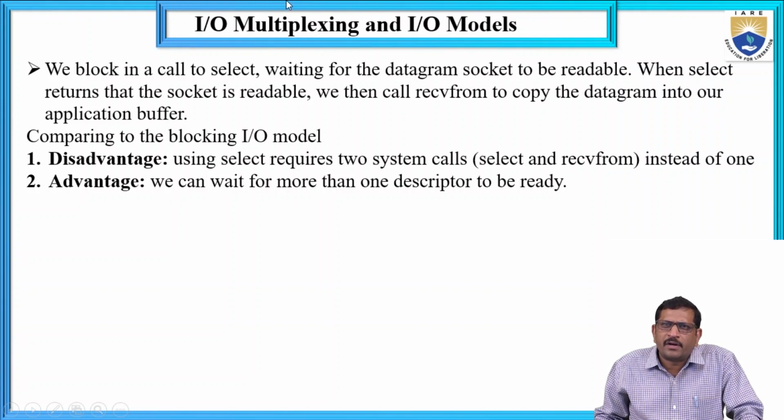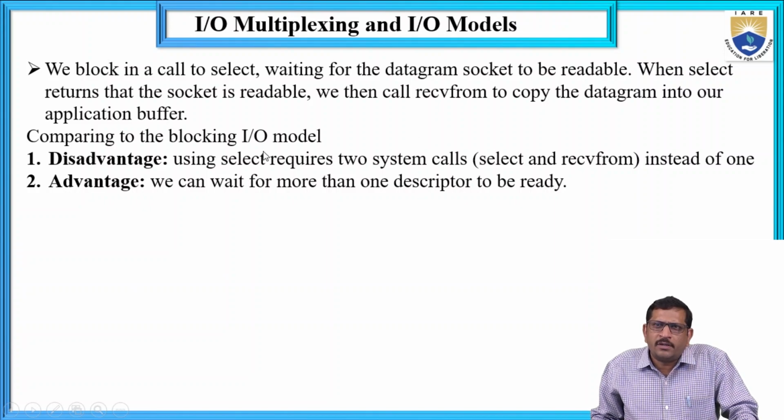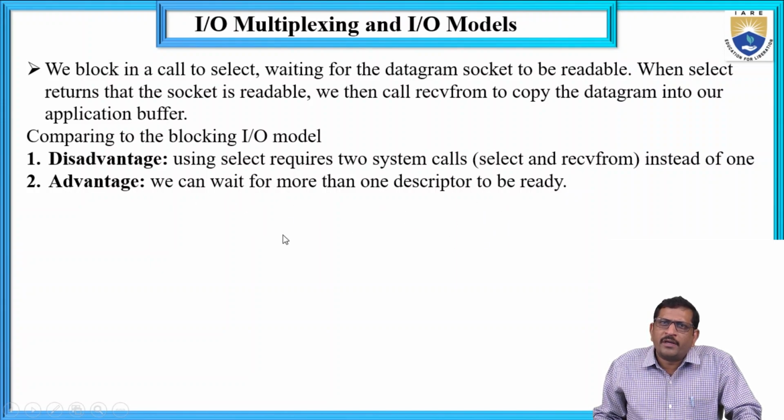Comparing to the blocking input output model, the disadvantages and advantages are these. The disadvantage is that using select requires two system calls, select and recvfrom, instead of one. The advantage is that we can wait for more than one file descriptor to be ready. That is the advantage of this IO multiplexing model compared to the blocking IO model.